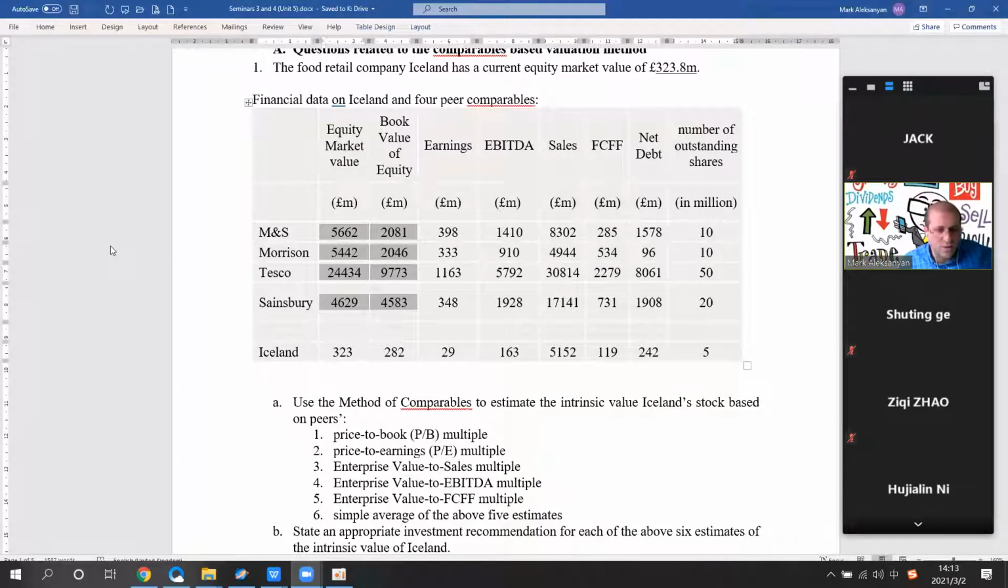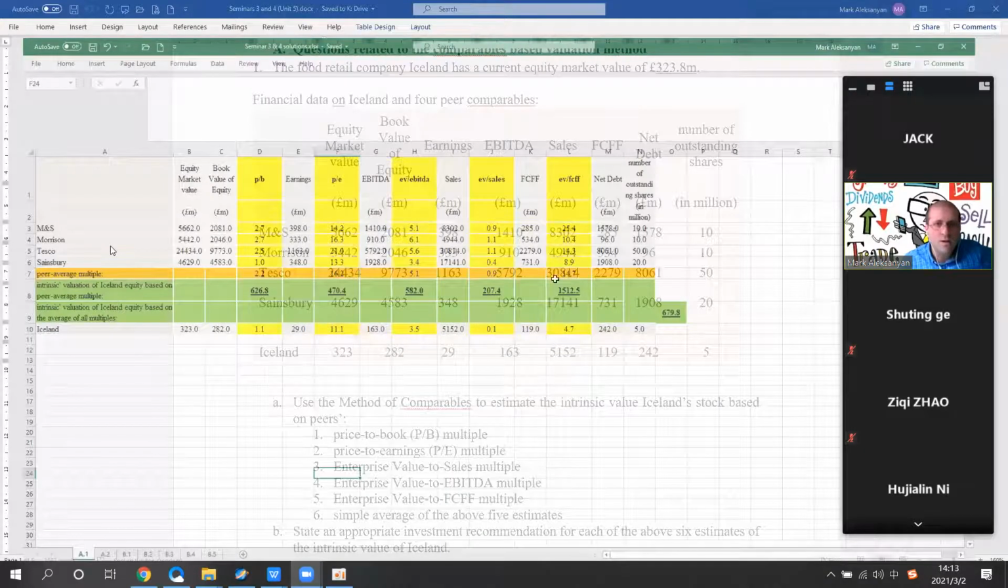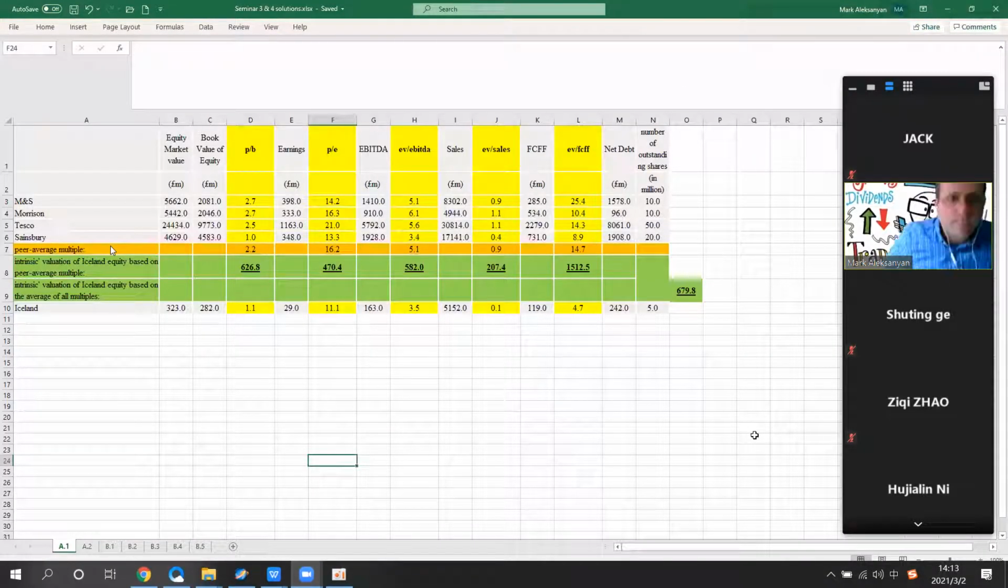So let me just quickly go to an Excel spreadsheet where these calculations are done. So what I've done, I've basically added the price to book, price to earnings, EV to EBITDA, EV to sales, EV to free cash flow columns, and I've calculated it. So for the price to book, as we see from the formula here in Excel, is the multiple of this number to this number. Basically, this divided by this, okay?